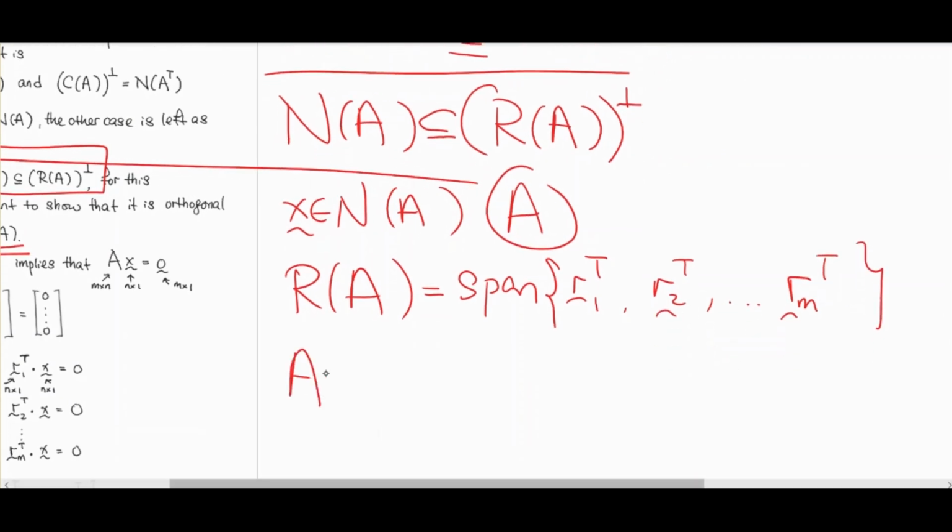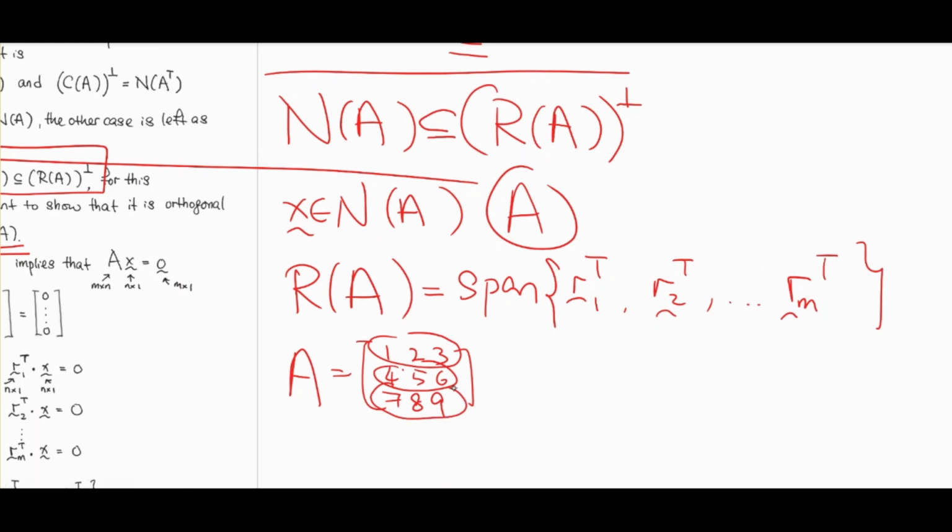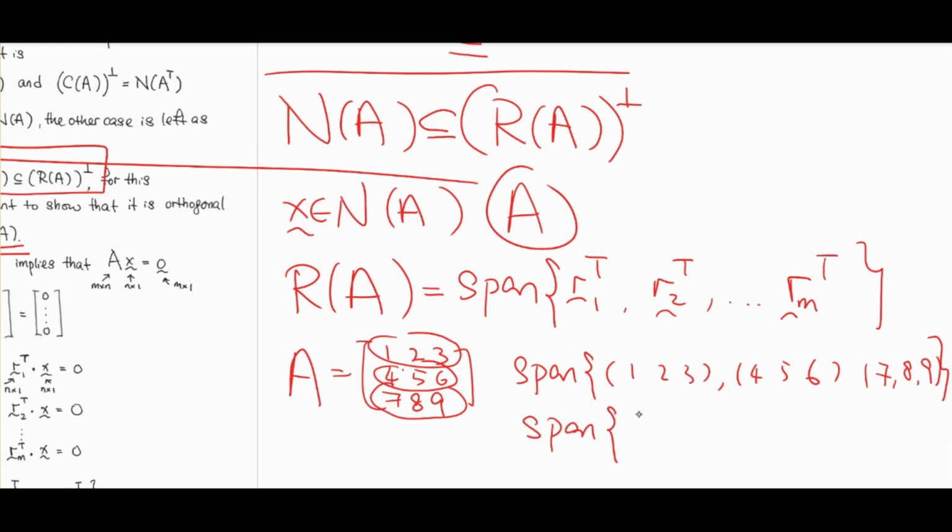So for example, let me give you an example. If you have 1, 2, 3, 4, 5, 6, 7, 8, 9, these are the rows. The row space is actually spanned by all these vectors. But if you look at the span of these vectors 1, 2, 3, 4, 5, 6, and 7, 8, 9, it looks different, but it's okay. This is going to be the same as the span of this. Mathematically, they are not different.